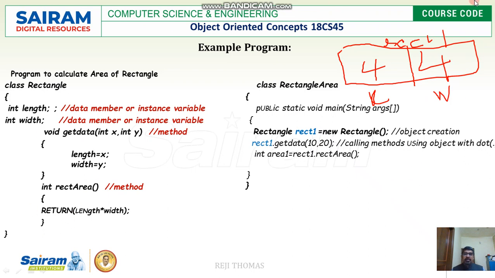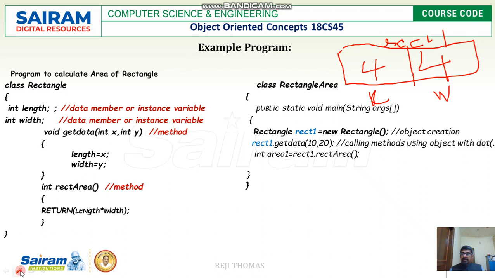Next I've created another variable called area1, and this is assigned the value returned by the method rect1.rectArea. rectArea is the method which is going to be called. Initially what happens is getData is called with 10, 20. So x is going to be 10 and y is going to be 20. This rect1.getData is going to take two parameters, which are 10 and 20.